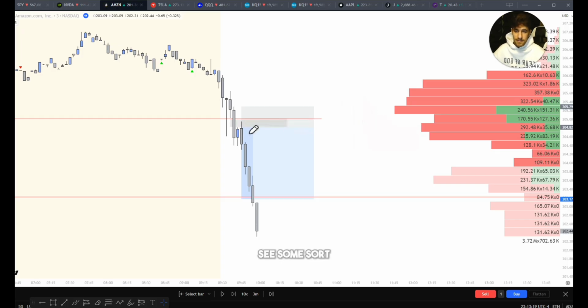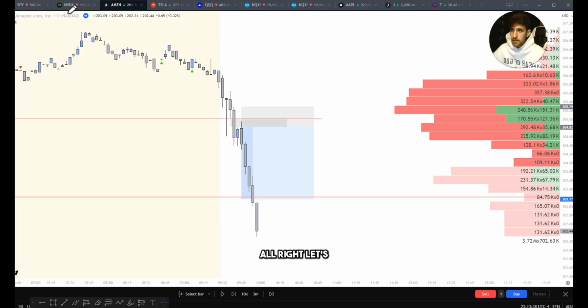All right. I need to see some sort of rejection for me to be confident and say, hey, we had buyers try and push, but this candle is just showing me that sellers are so strong that we're just dumping this thing right back down. All right. So that's pretty much that for this Amazon setup. But do you guys see the candle I'm talking about? The reaction is all that matters.